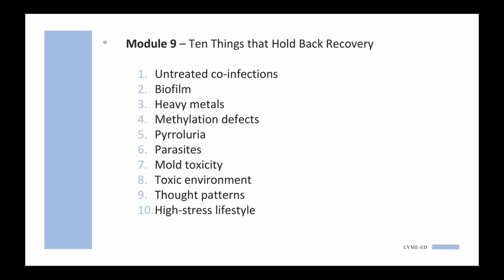Module 9 goes through 10 things that can hold back recovery. So these are all some of those sort of other underlying causes or other underlying factors that you may want to identify. Untreated co-infections, biofilm, heavy metals, methylation defects, pyroluria, parasites, mold toxicity, toxic environment, thought patterns, and a high-stress lifestyle.